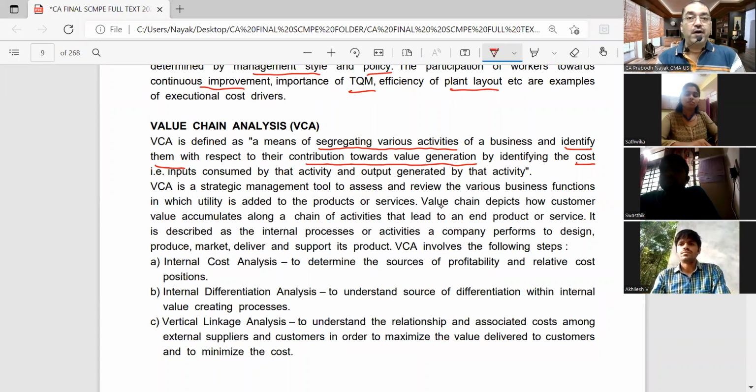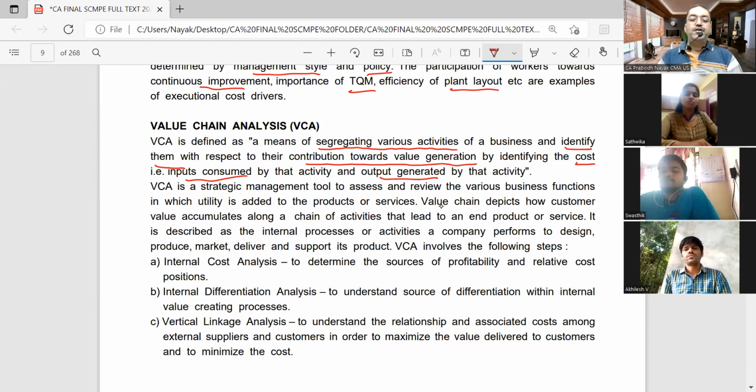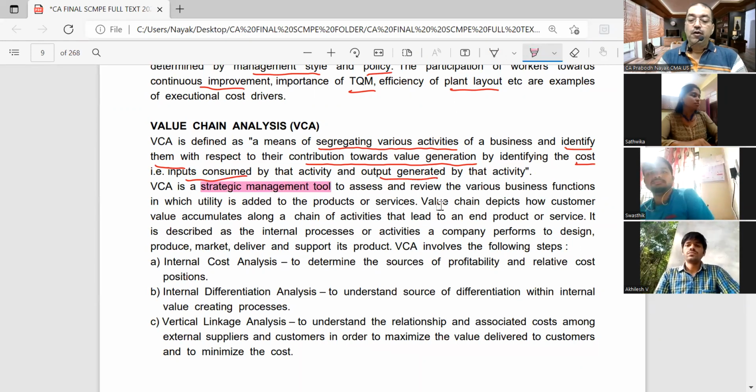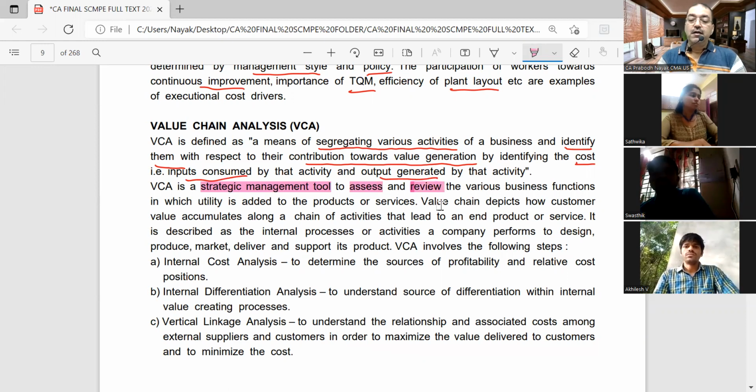To find out what is value added and what is non-value added, by identifying the cost, that is the inputs consumed by that activity and the output generated. So, inputs consumed and output generated, and the relationship between them. Does it add value? Does it not add value? It is a strategic management tool to assess and review the various business functions in which utility is added to the product. That is why we say value addition.